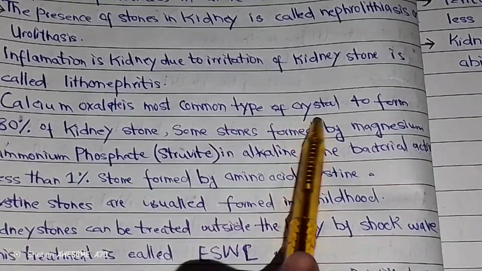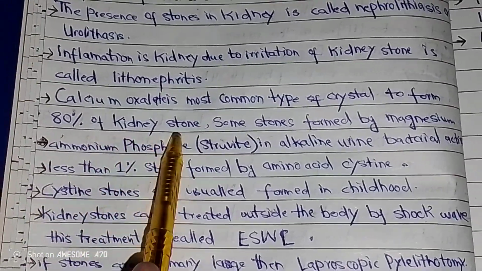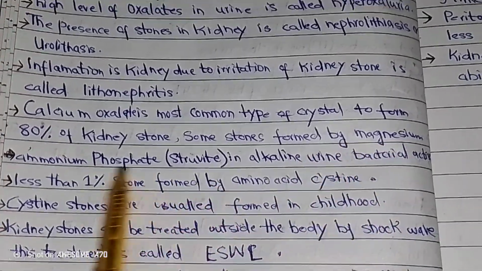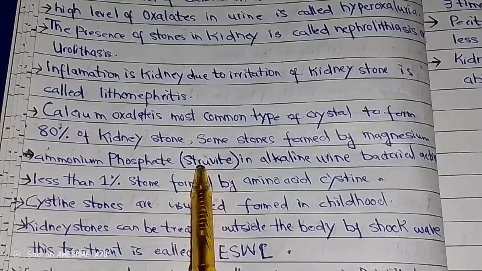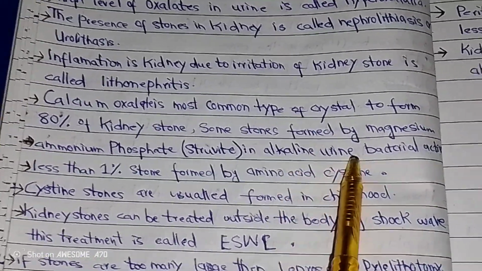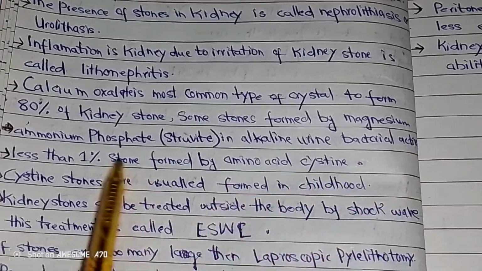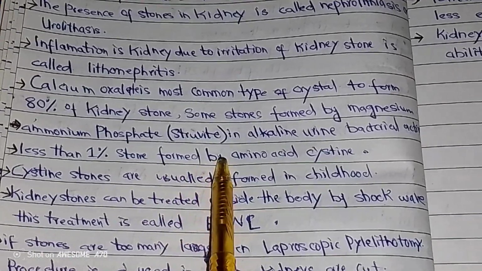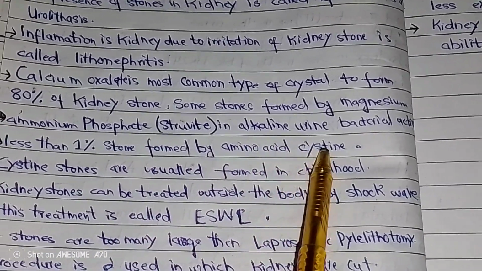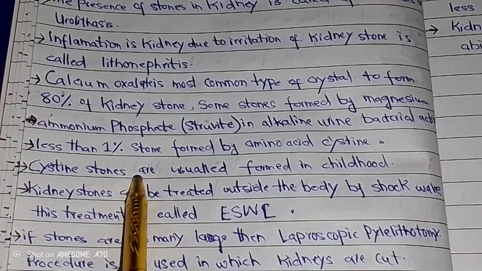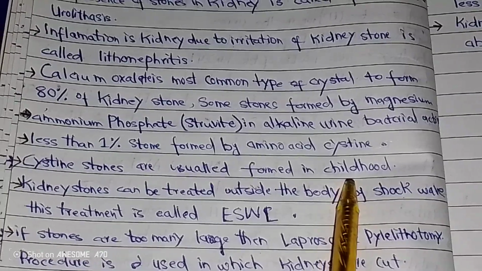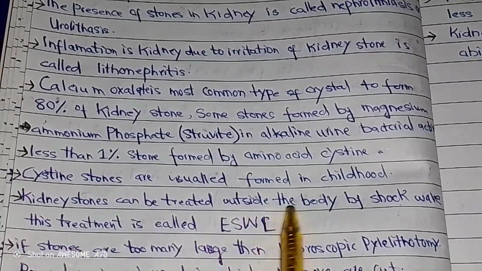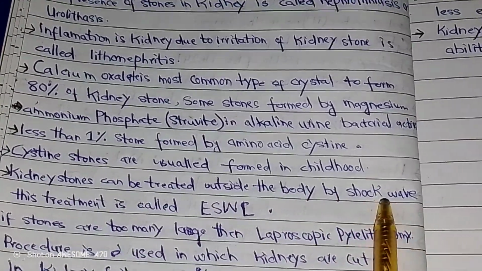and calcium oxalate is the most common type of crystal, forming 80% of kidney stones, and some stones are formed by magnesium ammonium phosphate, struvite, which forms in alkaline urine with bacterial activity, and less than 1% of stones are formed by an amino acid known as cysteine, and cysteine stones are usually formed in childhood, and kidney stones can be treated outside the body by shock waves.